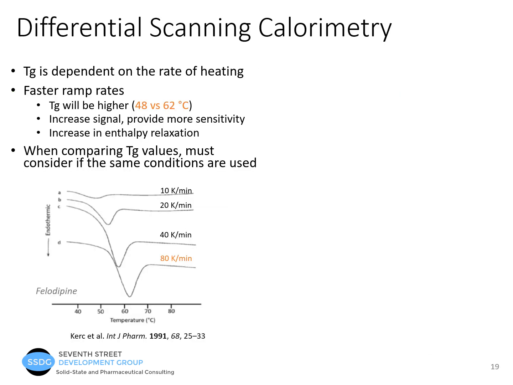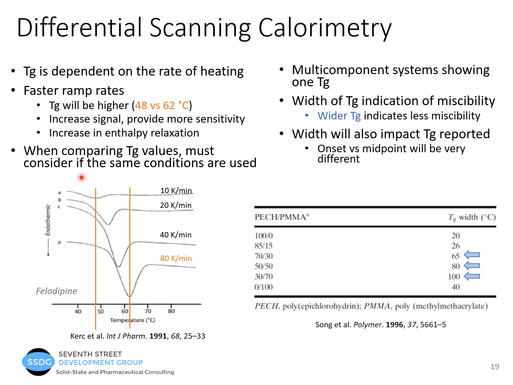So TG is also going to be dependent on the rate of heating in your DSC. So your ramp rate is very important. So with faster ramp rates, your TG will be higher. And if you have a slower ramp rate, your TG is going to be lower. You're also going to see an increase in signal, and you're also going to see an increase in enthalpy relaxation. So again, understand what type of data you're trying to get out of your DSC system. When comparing TG values, always use the same conditions to make them directly comparable.